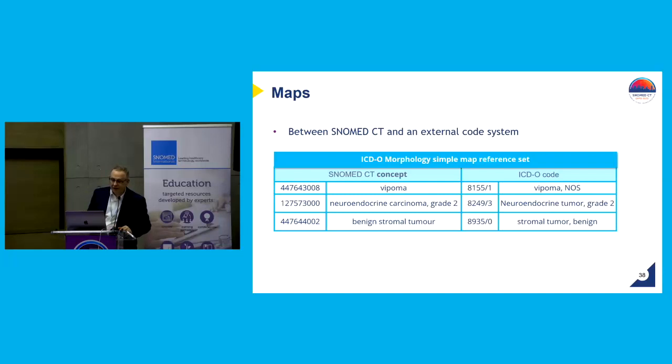And I'll just give you an example of an easy map, really. It's a simple map, ICD-O to SNOMED concept. So on the left, you've got the ID and the term. To the right, you have the ICD code and the term.